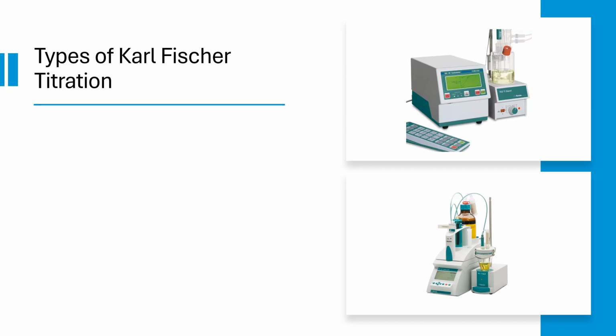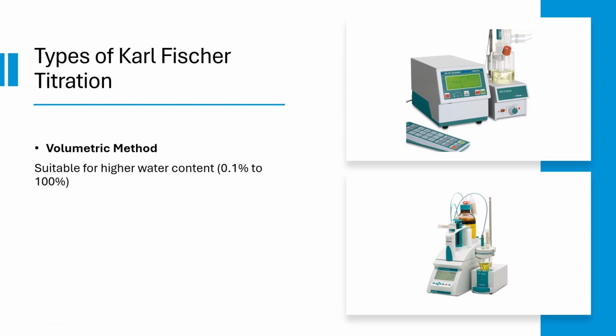Now here we will discuss the types of Karl Fischer titration, right? The first one is the volumetric method. This method is suitable for samples with higher water content, typically ranging from 0.1% to 100%. In this approach, the Karl Fischer reagent, which contains iodine, is added from the burette during the titration process, right?